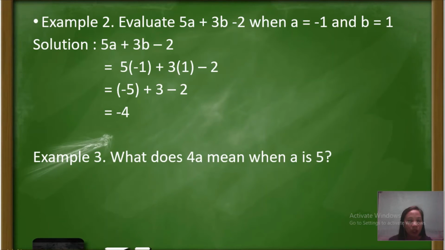We have here another example. What does 4a mean when a is 5? So, from the term 4a, di ba nga magkadikit sila? So, that means you're going to multiply 4 to the given value of a, that is equal to 5. So, therefore, 4a is equal to 4 times 5, that is equal to 20. So, i-multiply mo lang yung 4 sa value ng a, that is 5. So, that is 20.